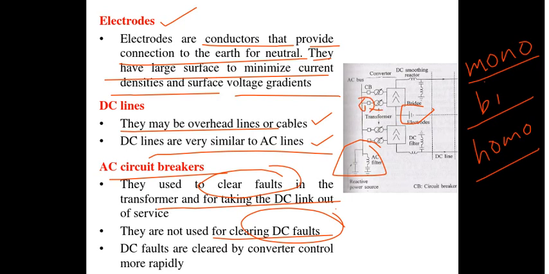Nevertheless, in order to clear the DC faults, generally the converter control itself is used, because you have a very sophisticated, very fast acting, very accurate and very reliable converter topologies. So whenever there is a fault in the DC line, definitely the converter itself, or the control of the converter itself, can take care of clearing these faults based on their modes of operation. Okay, so these are certain components as long as the HVDC system is concerned.